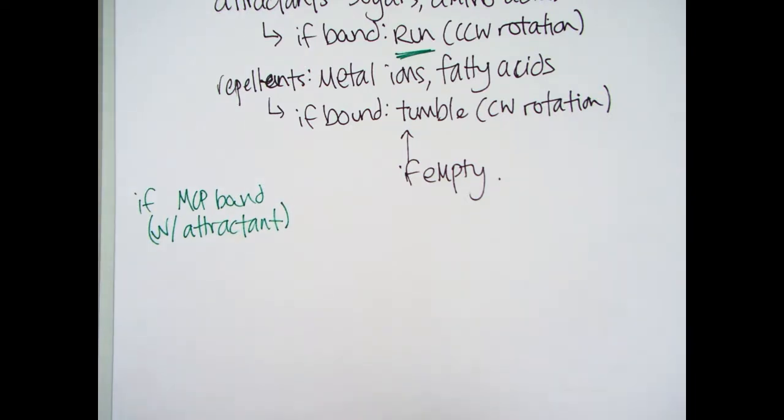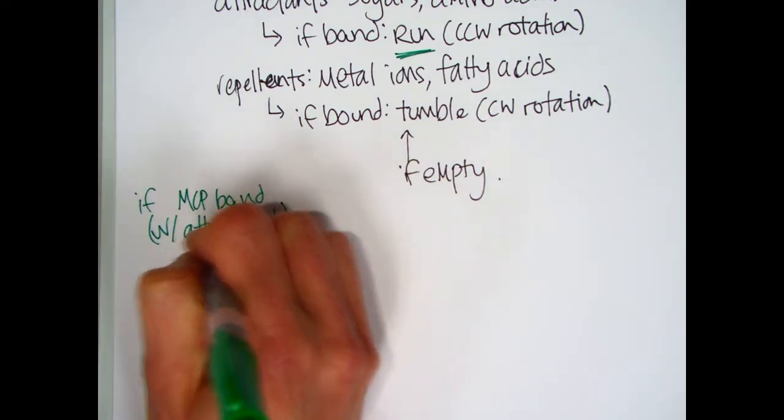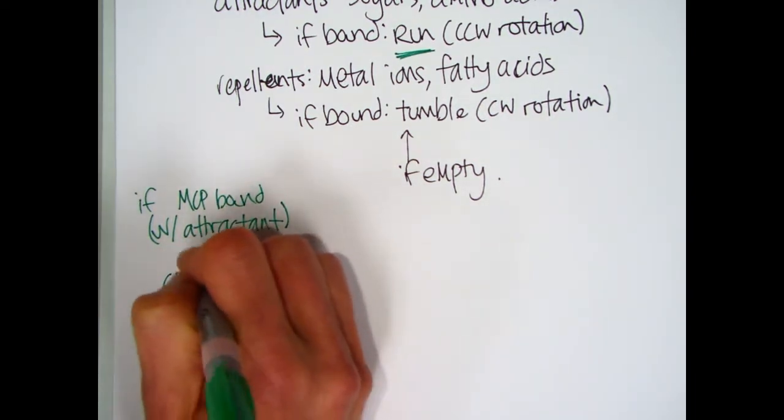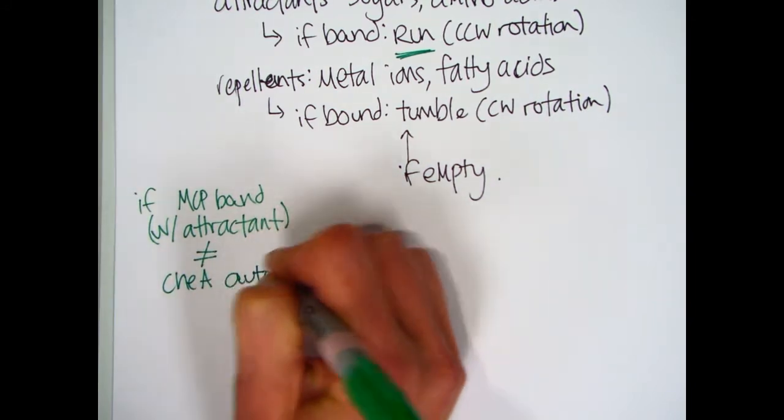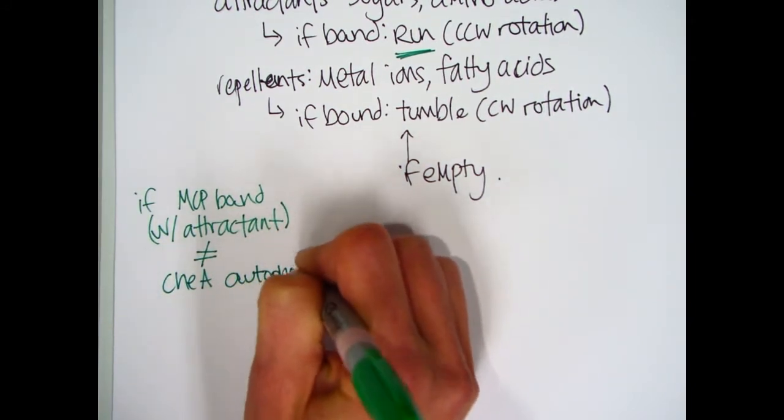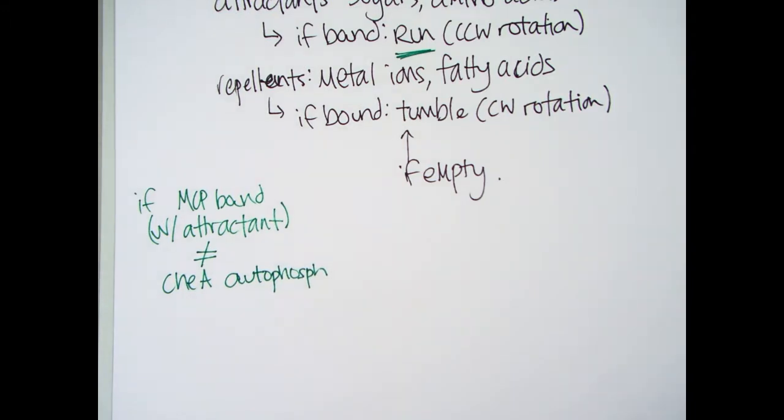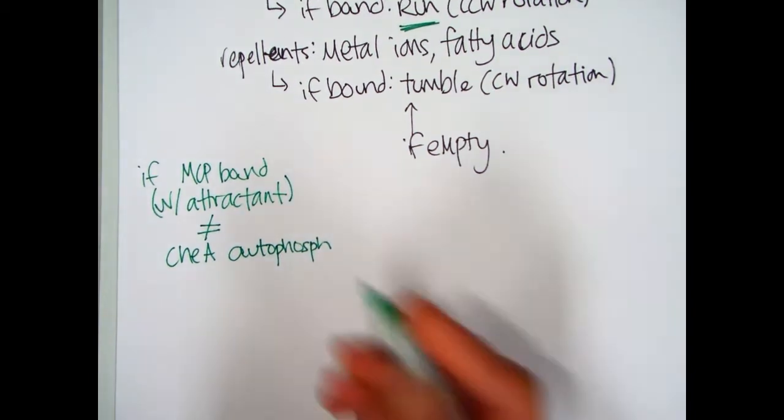And so if the MCP is bound with an attractant, so we're going to just say bound, but when we say bound, we mean bound with an attractant. If MCP is bound with an attractant, then we do not get KinA autophosphorylation. And that autophosphorylation normally uses ATP. So we do not get KinA autophosphorylation.